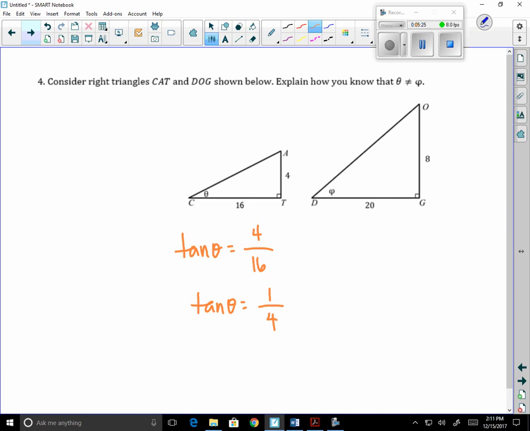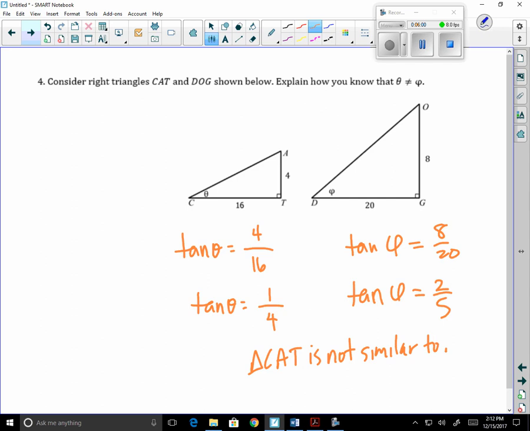This weird little symbol is mu. So I can say the tangent of mu is equal to 8 over 20, or the tangent of mu is equal to 2 over 5. Since these two expressions are not the same, I know these angles are not congruent. Therefore, the triangles are not similar. So I could say triangle CAT is not similar to triangle DOG. The ratios are all messed up.